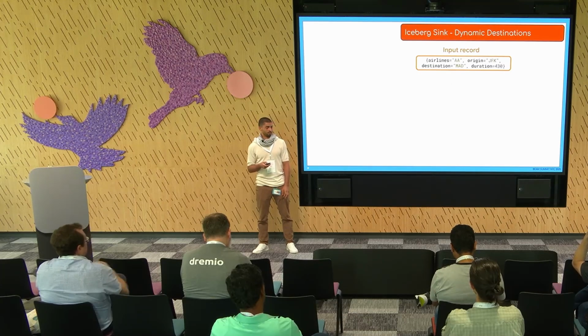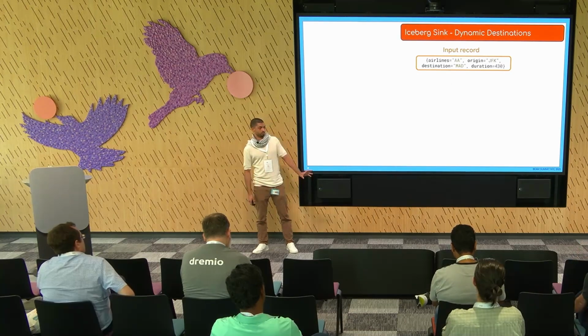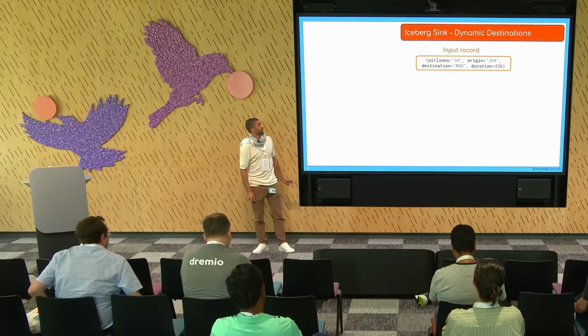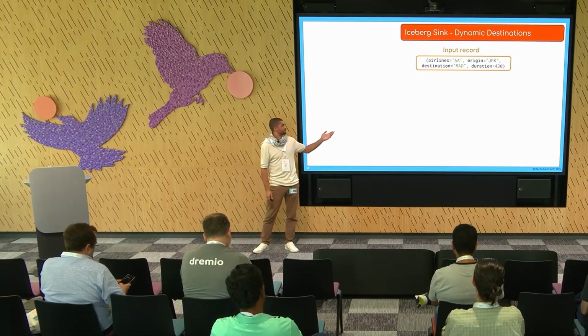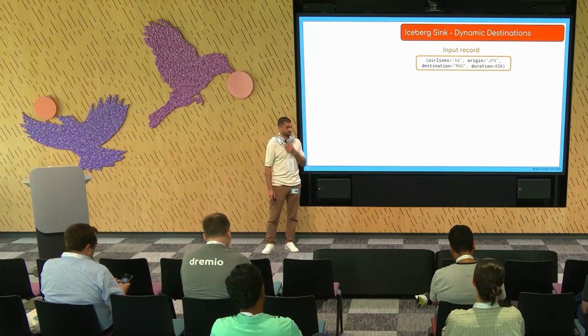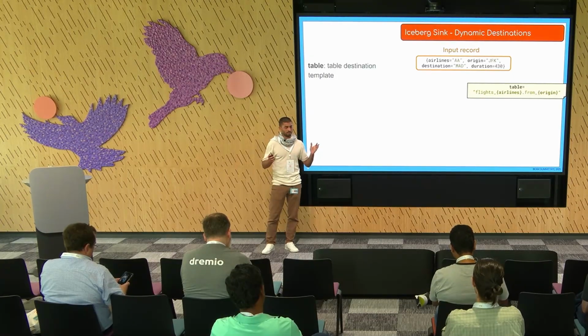So let's go into a little bit about how this works with the dynamic destinations. Say we have a record that has these 4 fields: airlines, origin, destination, and duration. And you want to write to a bunch of tables, and you give it a template that says, I want to write to this namespace and this table based on the data that's incoming.